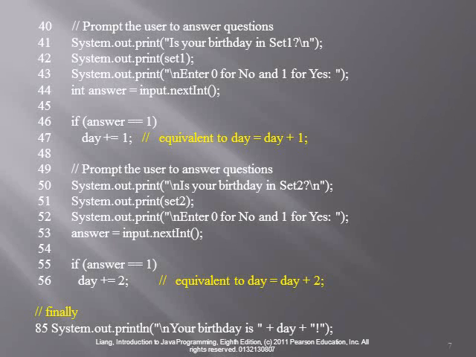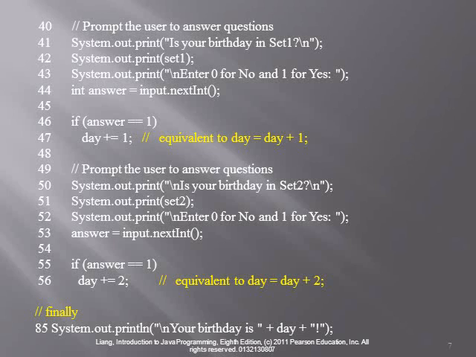Finally, take a look at lines 47 and 56. They use the shorthand operators for incrementing the day. The equivalent of those statements are shown with the comments in yellow. Just simply remember that the value of day does not change until the right-hand side of the equal sign has been completely evaluated. And if the selection statement on line 46 is true, then 1 is added to the value of day, so day would be 1.